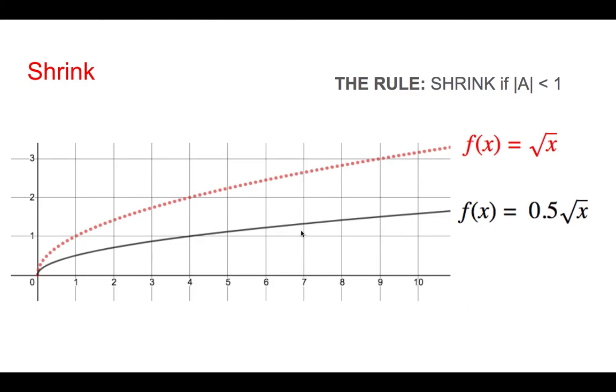Okay. This one comes from our absolute value of A being less than 1. Here our A value is 0.5. The absolute value of 0.5 is 0.5. It's half a space away from 0, and that is less than 1. So that means our graph just gets shrunken down. Our absolute value of A is smaller than 1, so our graph gets a little smaller.